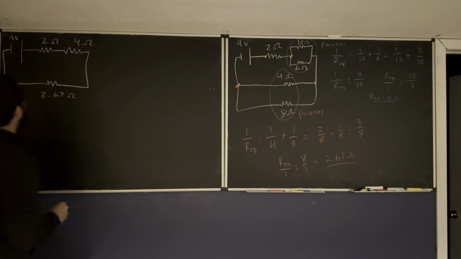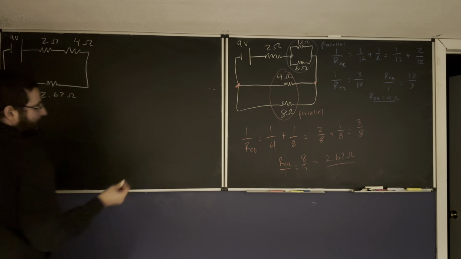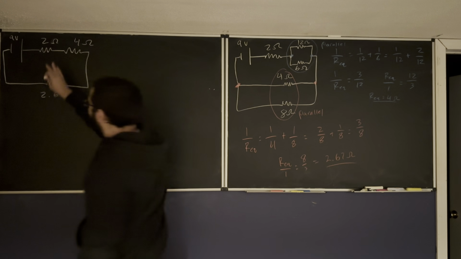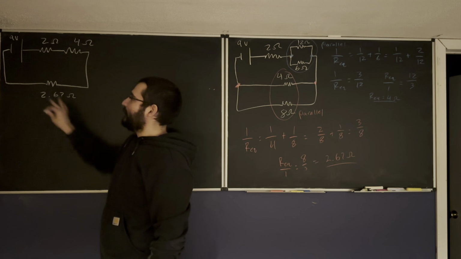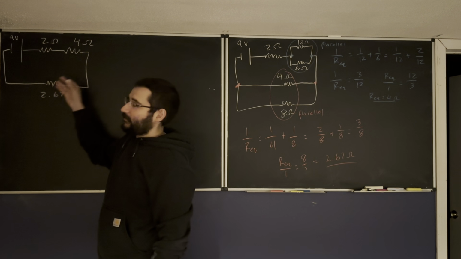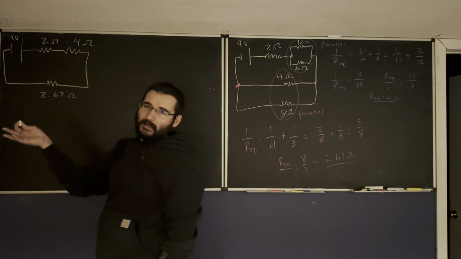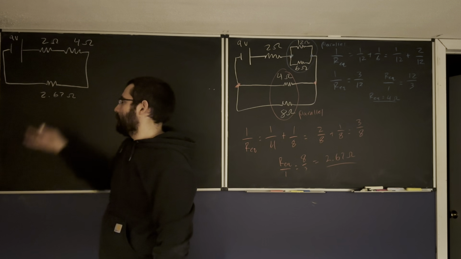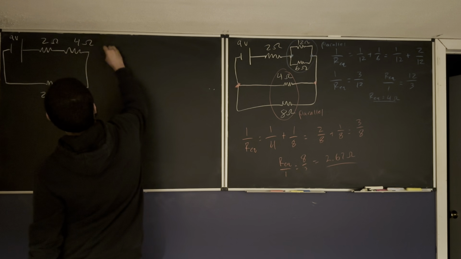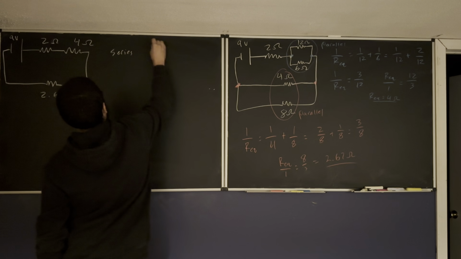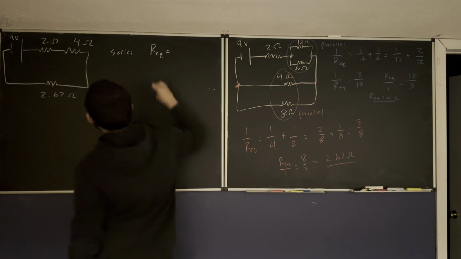Now this is easy because they're all in series. How do I know they're in series? Well, there's just one continuous wire. There are no breaks in the wire, or at least no junctions. The wire's not splitting up into multiple paths. If there's only one path, they're in series. So these are all in series, and if they're in series, you just add them up. Series is easy.